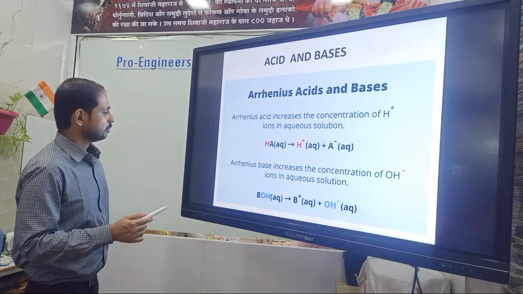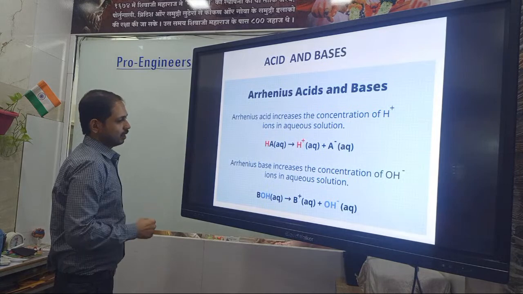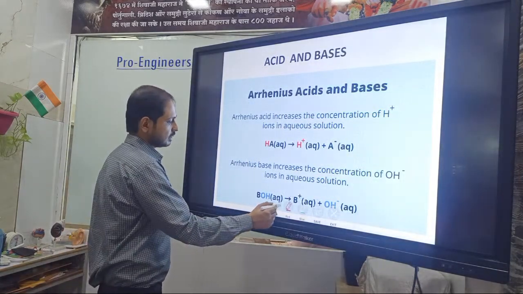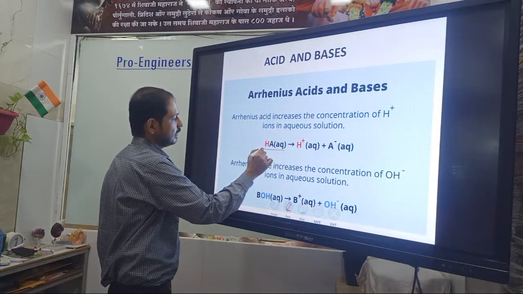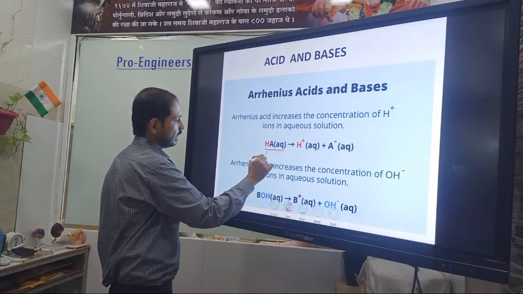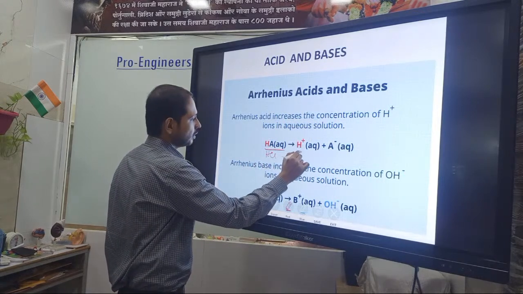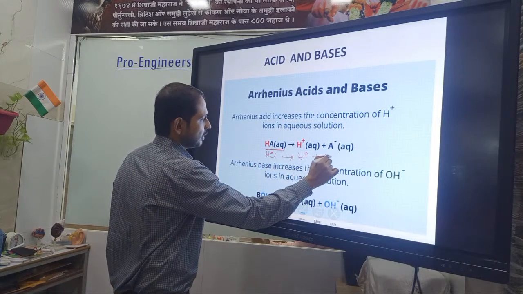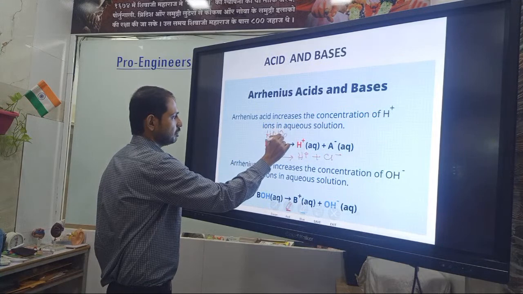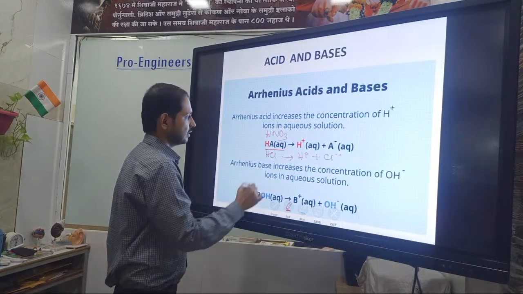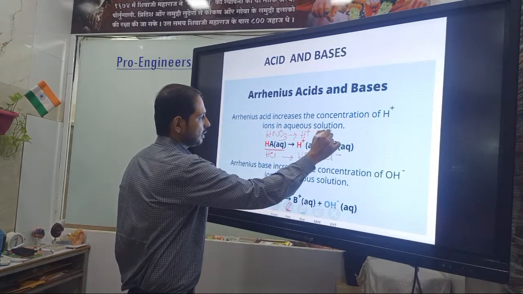Let's try to understand with examples. HA is given here as a representative example. Instead of HA we can take real examples like HCl, which will give H plus plus Cl minus. We can also take HNO3, nitric acid, which will give us H plus plus NO3 minus.